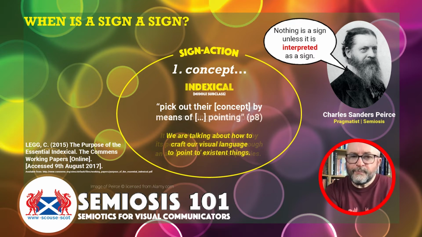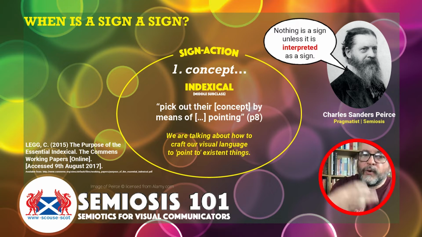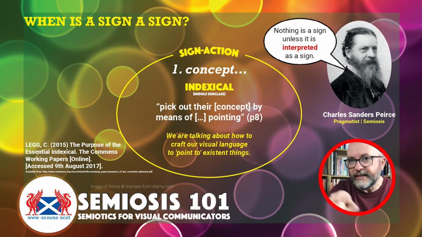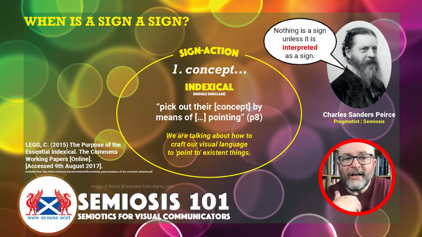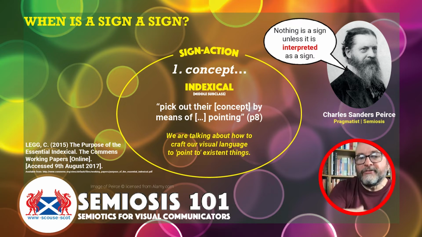Moving up a level, indexical, the middle subclass of how to represent the concept, is when we pick out the concept by means of pointing. If you think about your index finger, we use that to point at things that are there in front of us, things that we can see, and things that we know, that we try and communicate to other people. Go, oh, it's there. Similar approach to understanding what indexical representation is within Peircean semiotic theory. We are talking about how to craft our visual language to point to existing things.